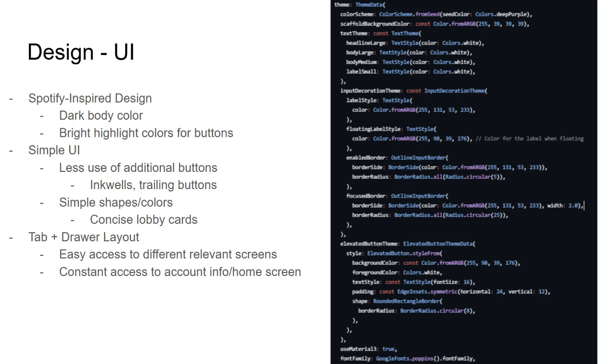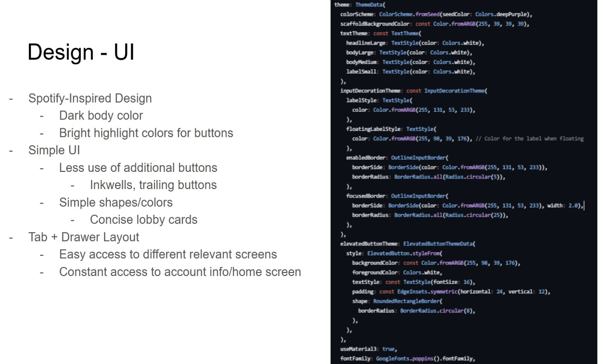So instead of having a bunch of buttons under something, we would use something like inkwells, so the actual card itself is the button. Or if we had to have an additional button for something like deleting a song from the queue, we would include that button as a trailing button within a list tile instead of having it floating off underneath it or to the side.